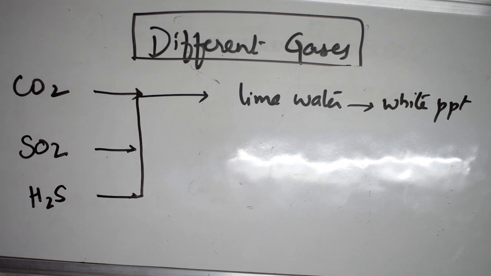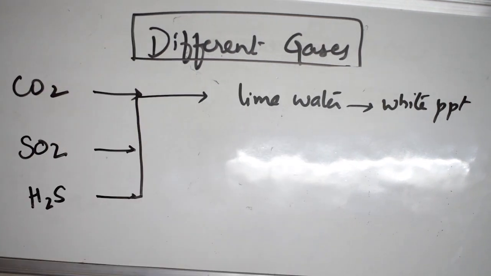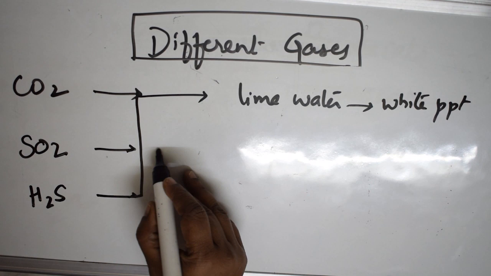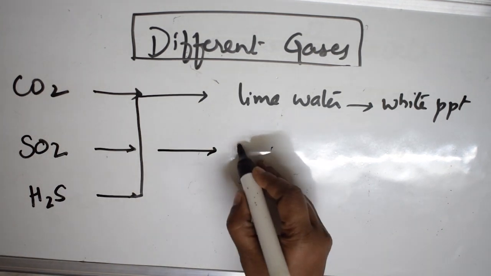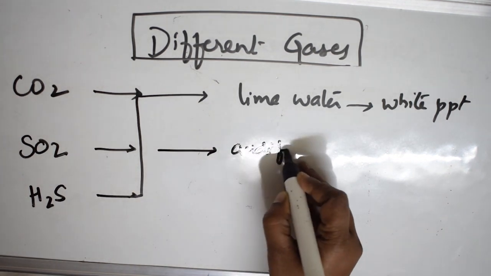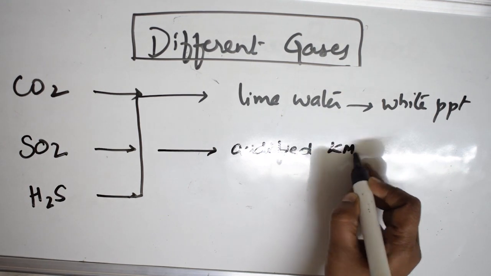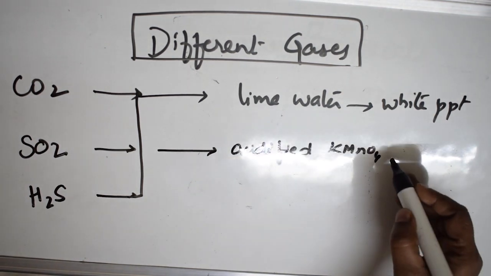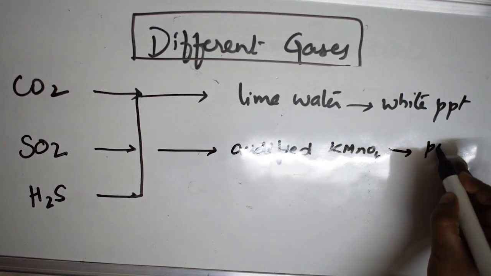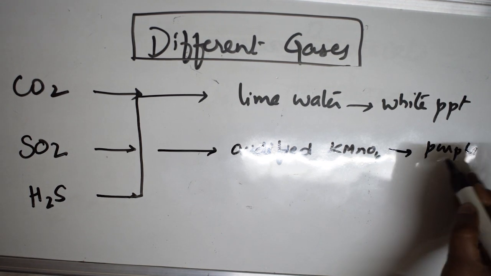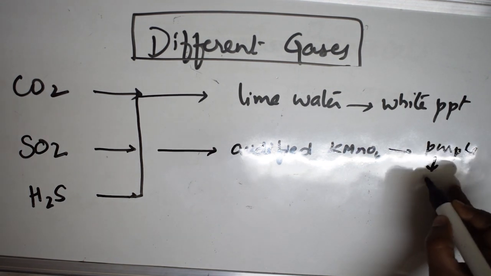Suppose if it is sulfur dioxide, what did we get? We said colorless and choking smell. Now what are you going to do? You're going to take the same sulfur dioxide and send it through acidified KMnO4, an oxidizing agent. When you send it, what is the color of KMnO4? The color of KMnO4 is purple. It's going to turn white in color.